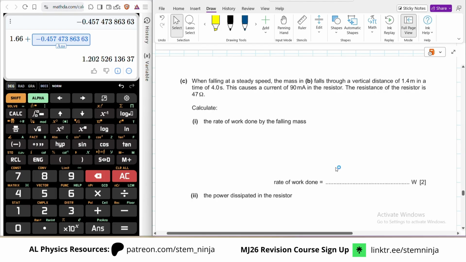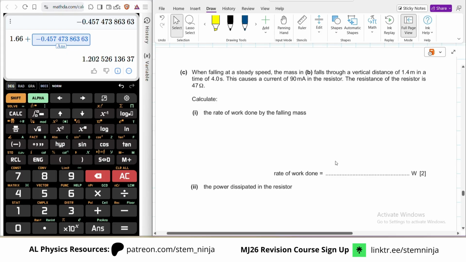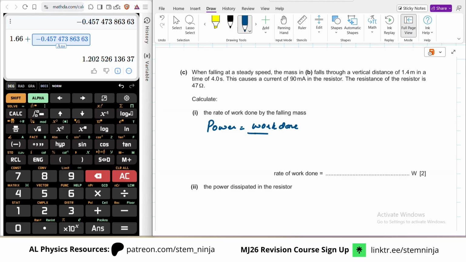Alright. When falling at a steady speed, the mass falls through a vertical distance of 1.4 meters in a time of 4 seconds. This causes a current of 90 milliamps in the resistor. The resistance of the resistor is 47 ohms. The rate of work done by the falling mass: the rate of work done is basically power, which is work done over time.